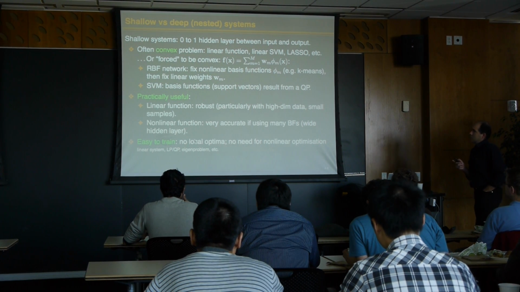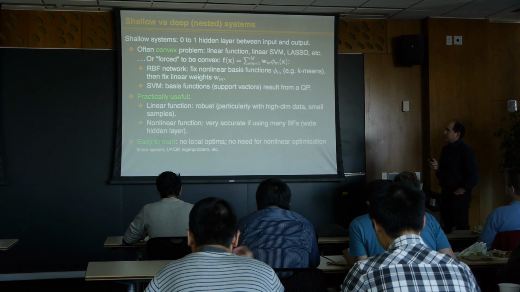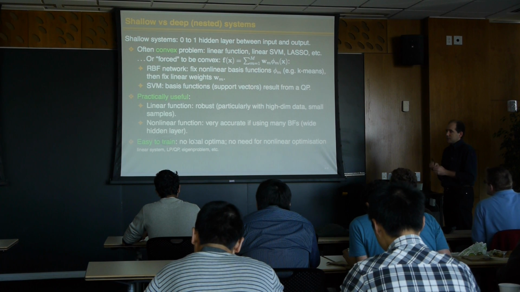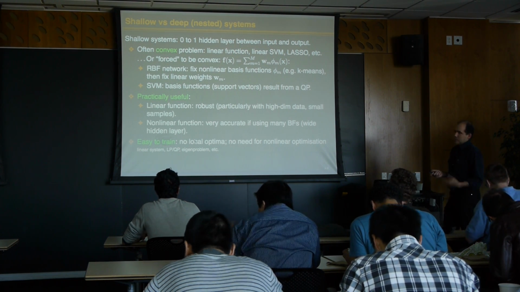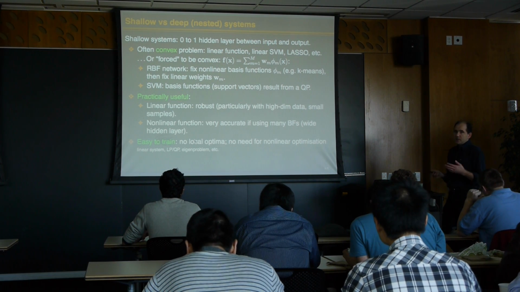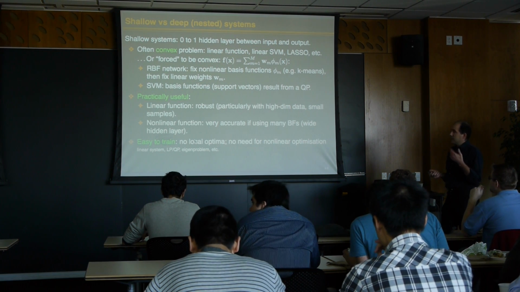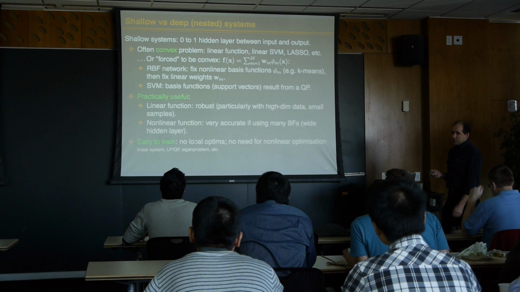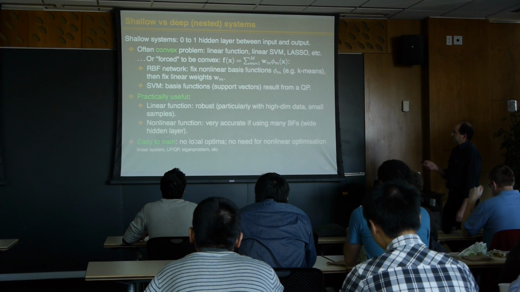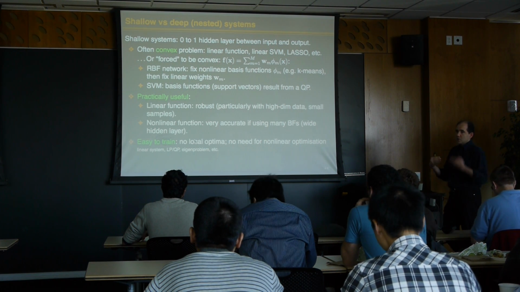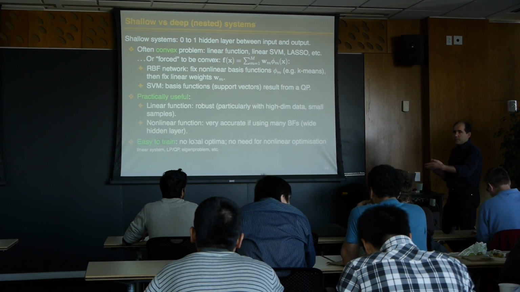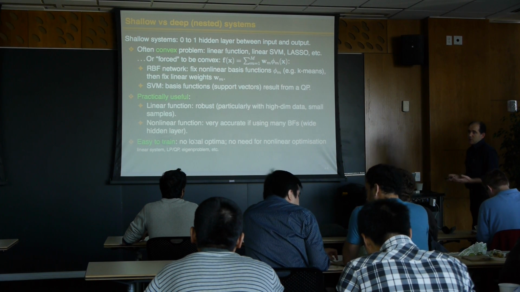Okay, I'm going to give a little background on shallow versus deep systems. Shallow systems conventionally are systems that have either no hidden layers or just one hidden layer, and basically they are easy to train. For example, a linear function or a linear SVM or a lasso, that is something that goes practically directly from the input to the output, and the thing is that you can train that easily because the problem is convex.